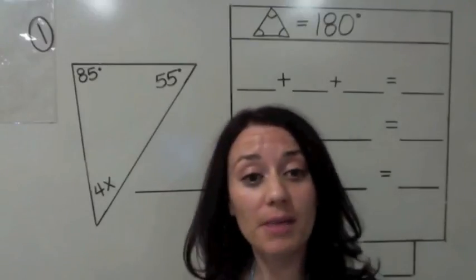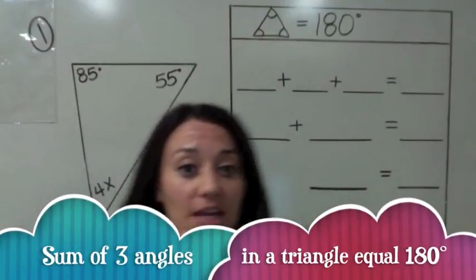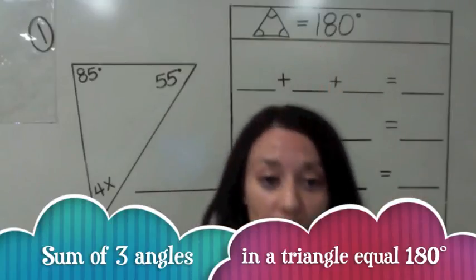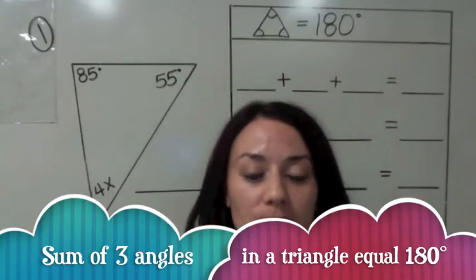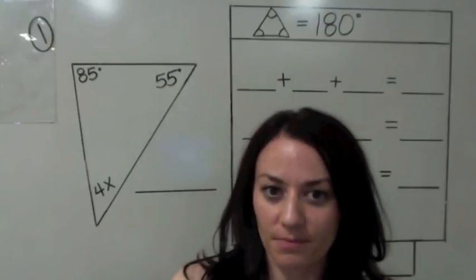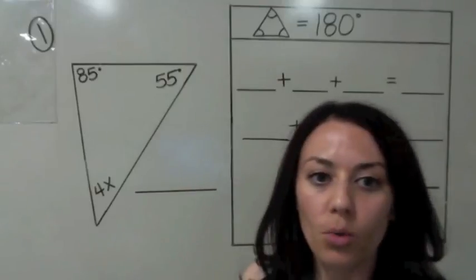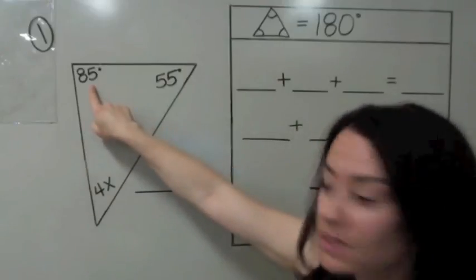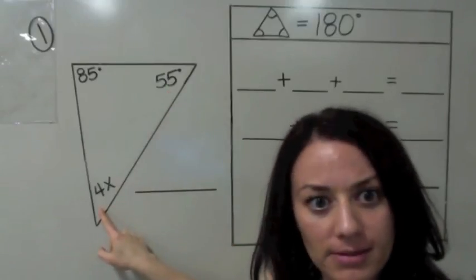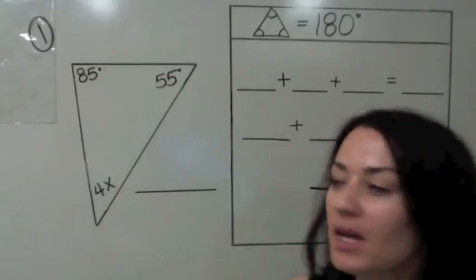What does the Triangle Sum Theorem tell us? That all three angles in a triangle add up to how many degrees? 180 degrees. That's right. So let's take a look at the triangle for number 1 then. It gives us a triangle where we have 85 degrees, 55 degrees, and 4x. Well, what do we know about this triangle?